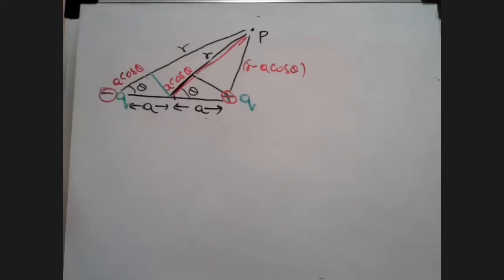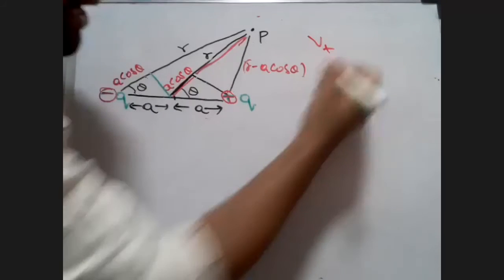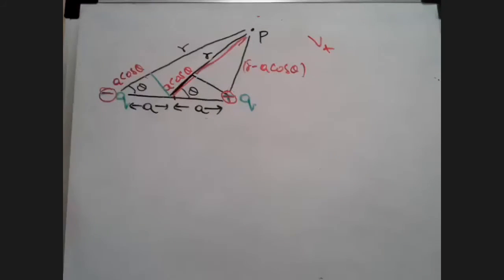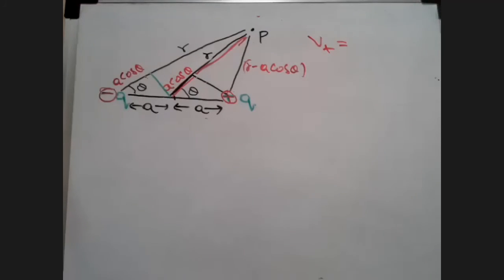This will be R. Is this clear? Yes, sir. Okay. Now tell me, what is going to be the potential at point P because of this plus charge? What is it going to be? KQ upon R minus A cos theta.